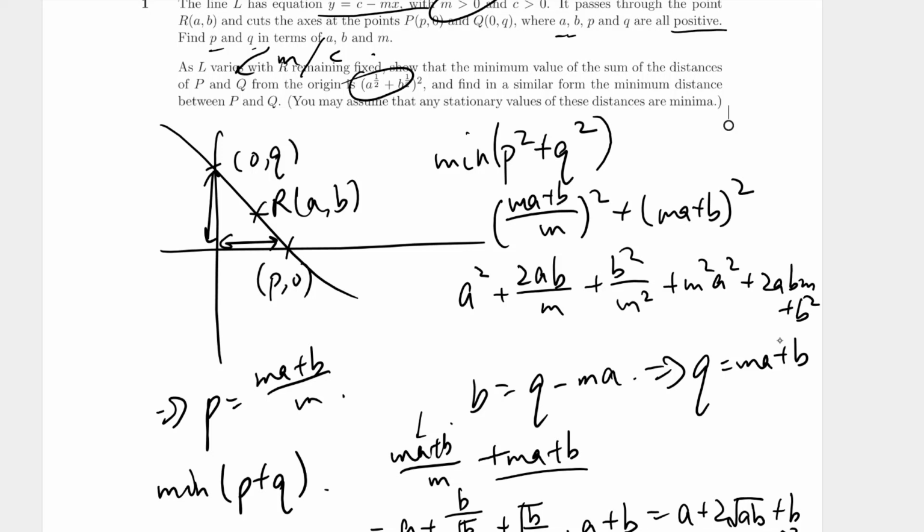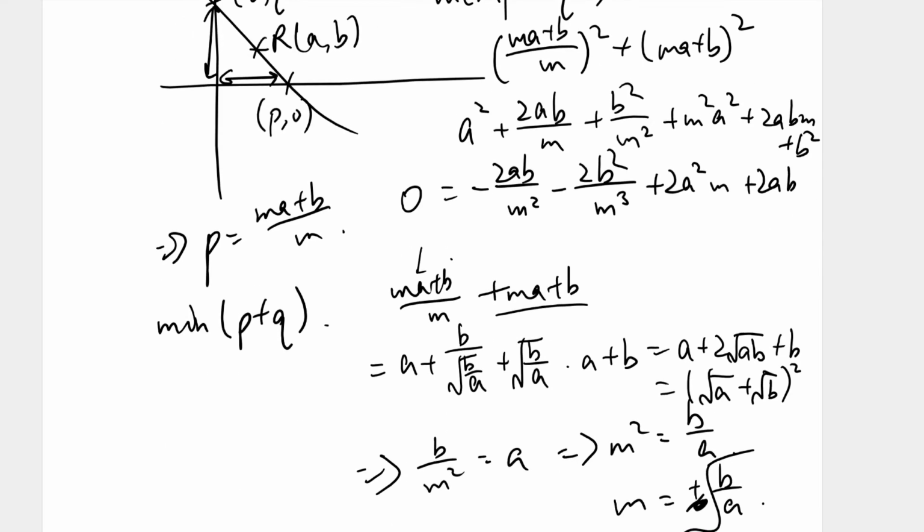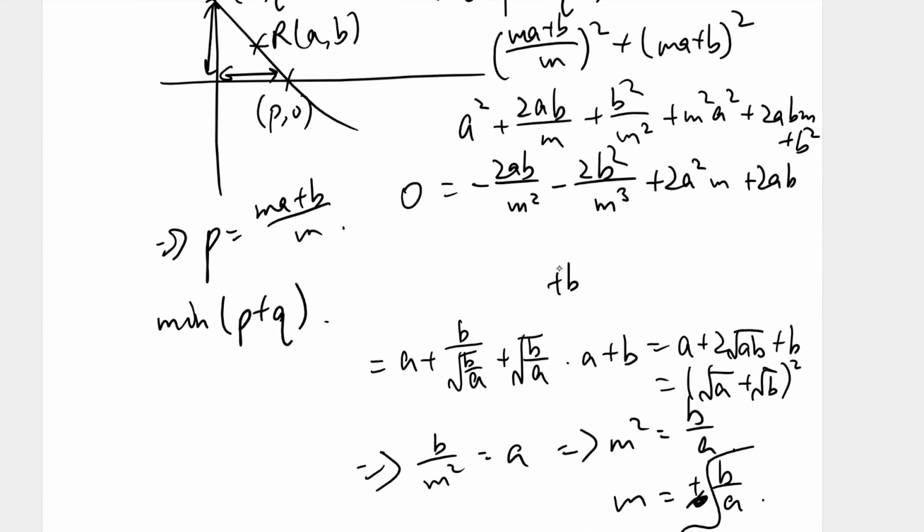Now differentiate. The good thing is that some of them are constants, which makes it much more pleasant. So I have minus 2AB over M squared minus 2B squared over M cubed plus, that's annoying, 2A squared M plus 2AB. The M doesn't have a square there. Good, and we put that to 0. Now we just have to solve the equation really.